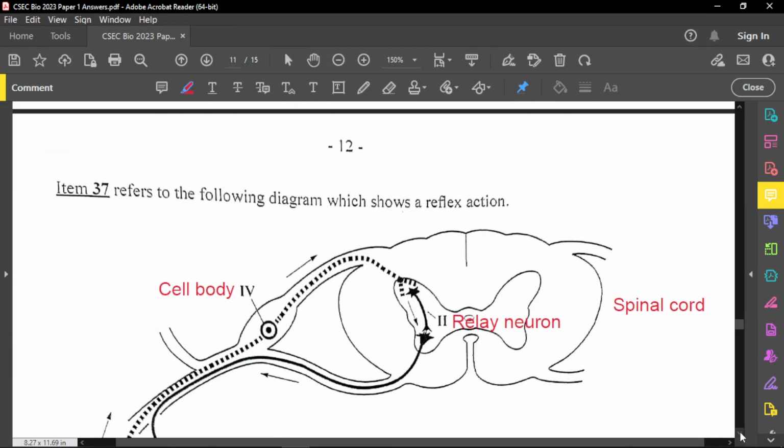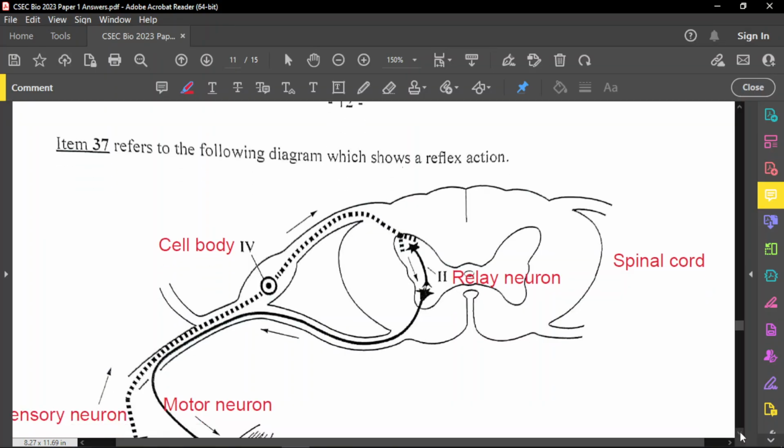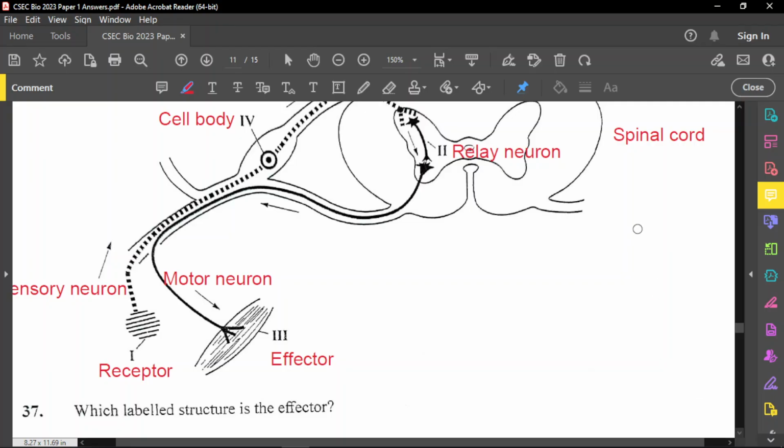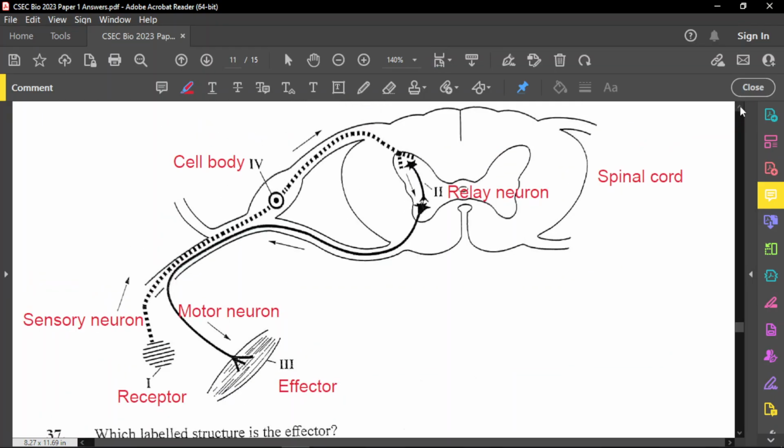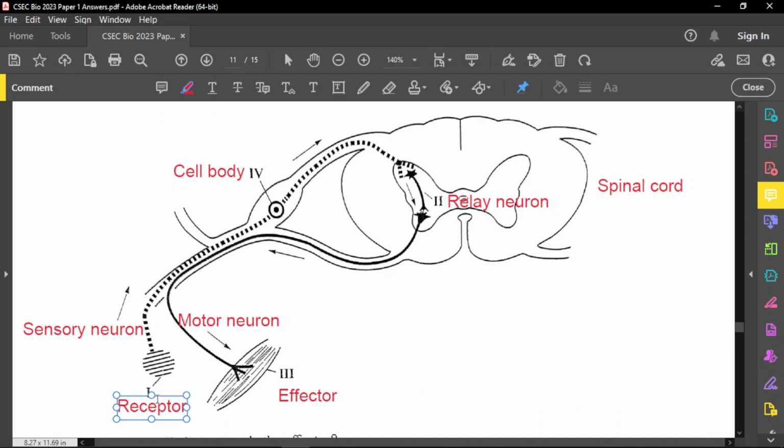All right, so 37. It says 37 refers to the following diagram, which shows a reflex action. I think I need to go down a little bit more so you can see well. So the labeling here, let me just run through them real quick. Right there, perfect. So one is the receptor, and this broken line neuron is a sensory neuron coming from the receptor. This structure right here is just the cell body of the sensory neuron. And a takeaway really is that the cell body is on the sensory side. Okay, so the cell body is on the side of the sensory neuron.